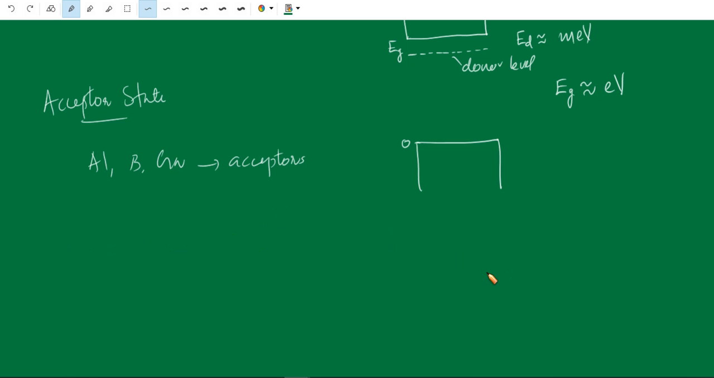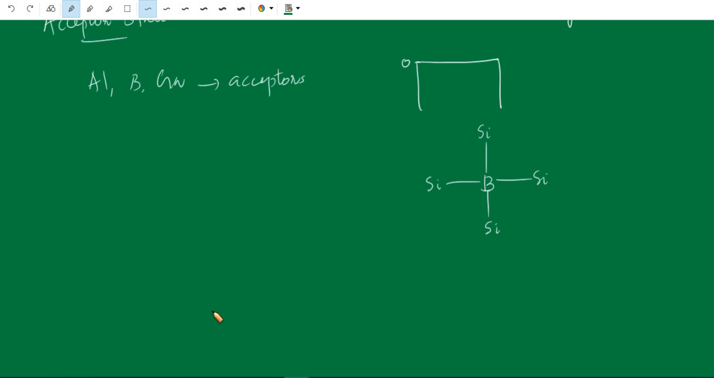So if a boron atom replaces a silicon atom in the silicon crystal, there will be a lack of one electron to complete the 4 covalent bonds with the nearest neighboring silicon atoms. Therefore, a hole is created in the silicon valence band. Here also the Bohr model can be applied. Now let us draw the acceptor level here.